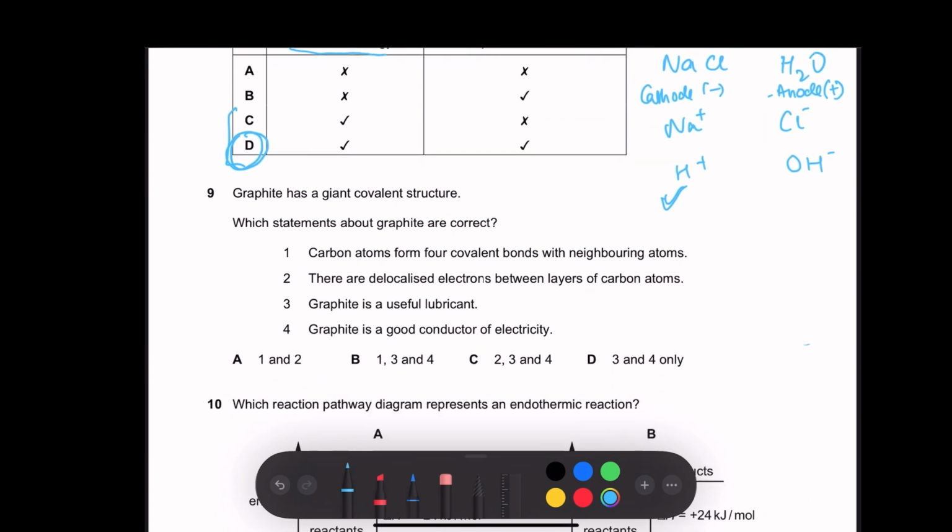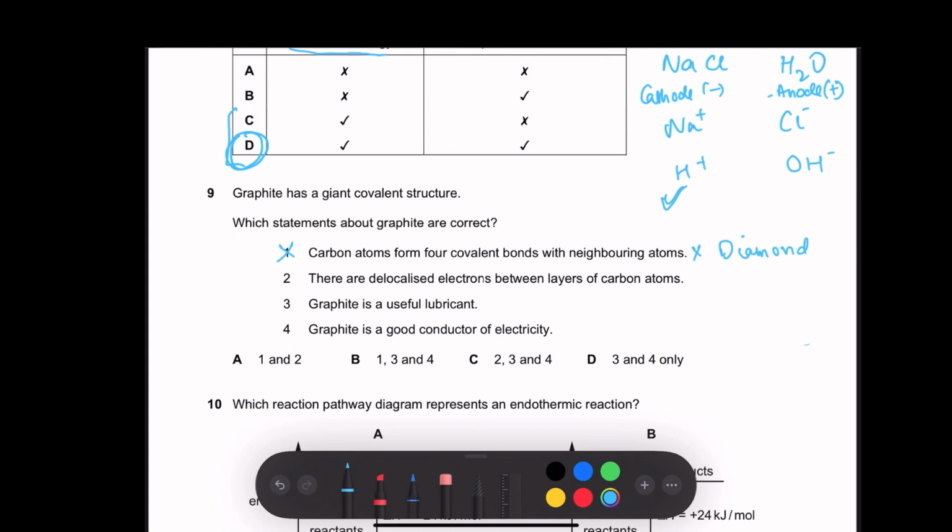Question 9. Graphite has a giant covalent structure. Which statements about graphite are correct? Carbon atoms form four covalent bonds with neighboring atoms. This is wrong. This actually happens in diamond. In diamond, all the four bonds of carbon are bonded to other carbons. In graphite, each carbon bonds to three other carbon atoms. One bond is free. So this is wrong.